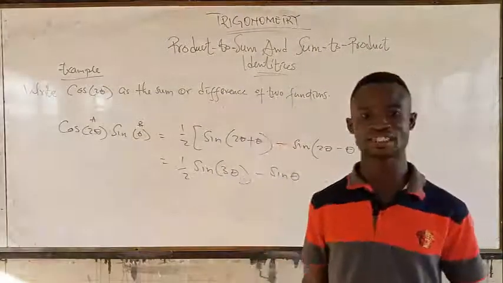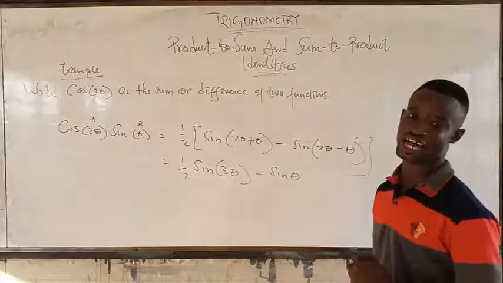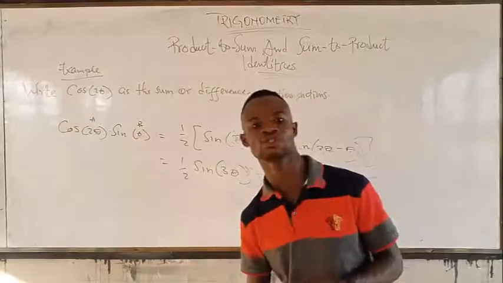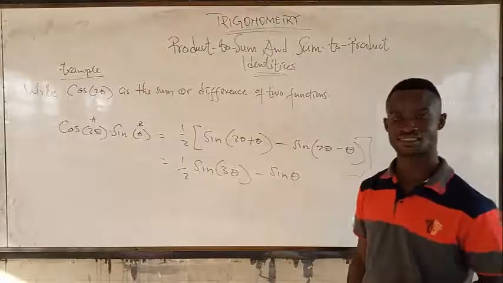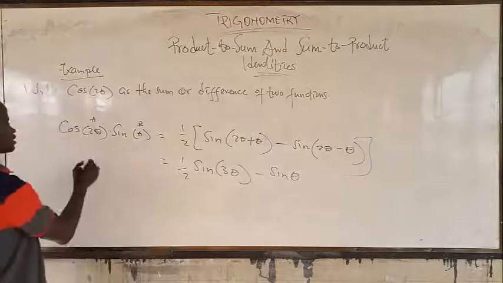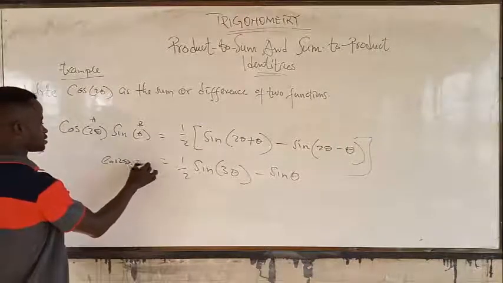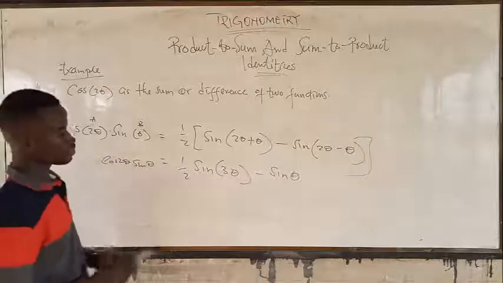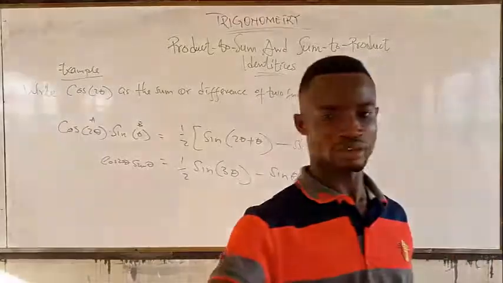Alright, so from this new identity, we can derive another group of identities that are used to write sum of trigonometric functions as product. Very good. So this is cos 2 theta sine theta. So you can get a lot of it. Very good.